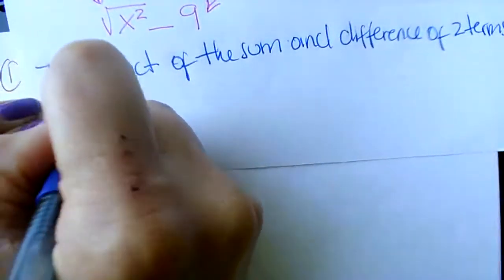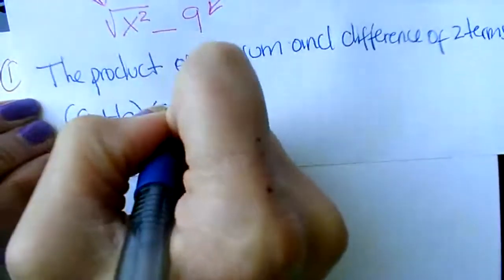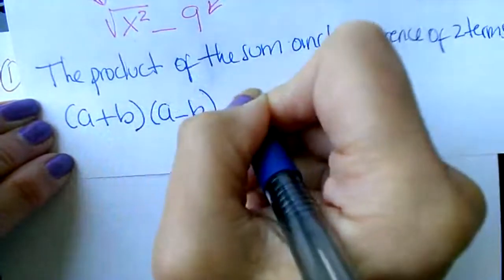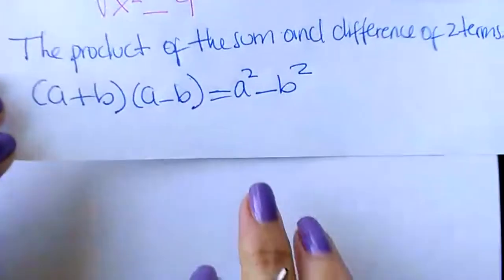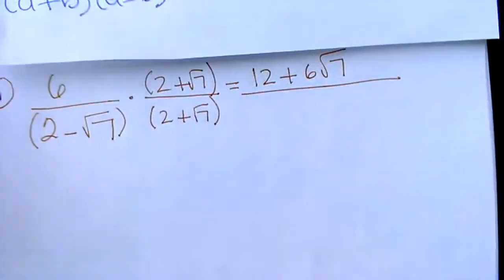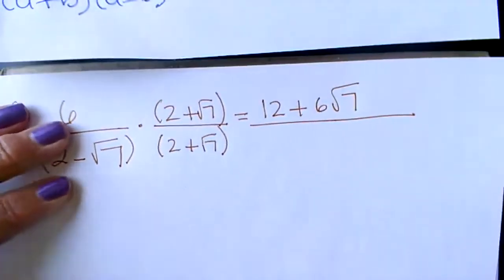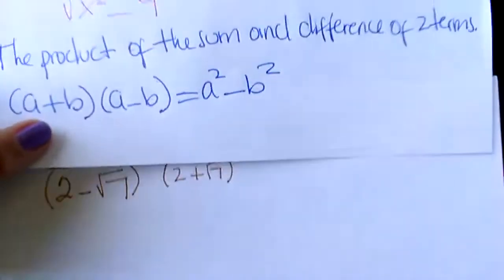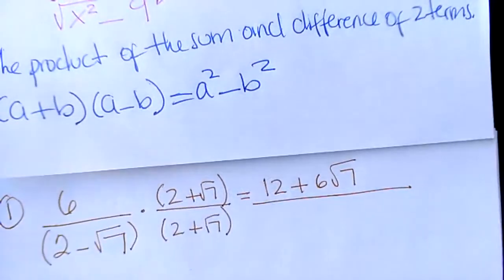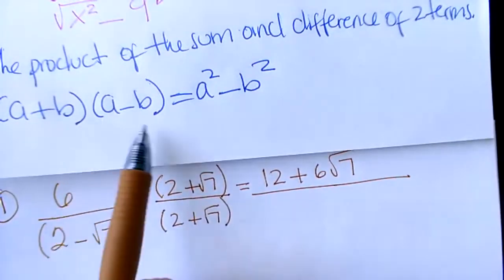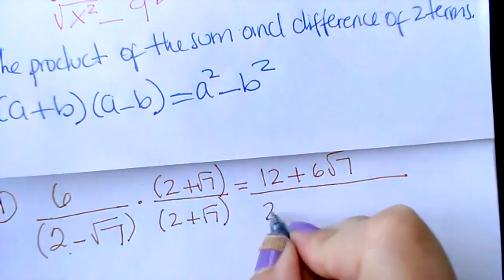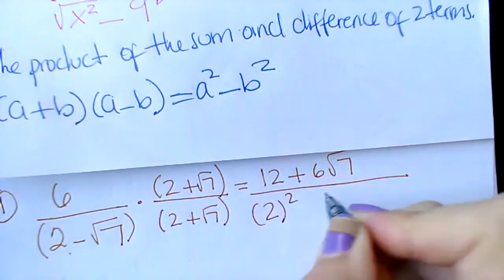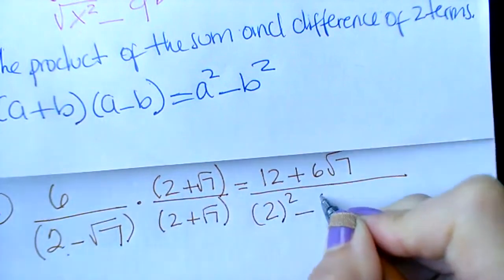So we have A plus B and A minus B. And what do we get? A squared minus B squared. So we're going to apply that rule here. Right there. So what happens there? We're going to have this one squared, right? And B squared.